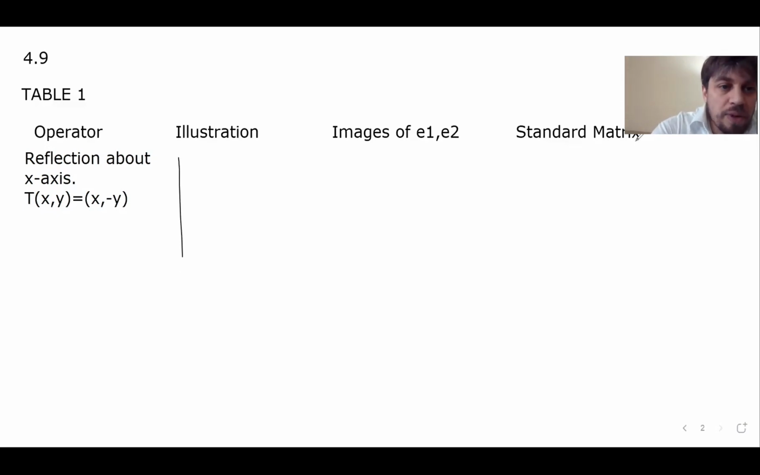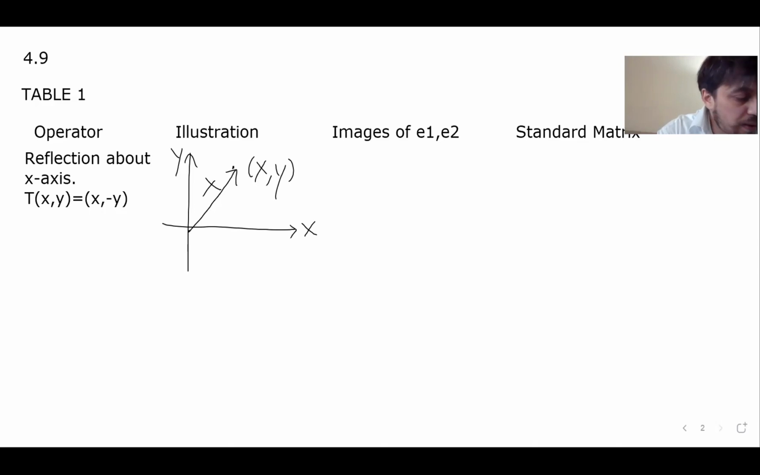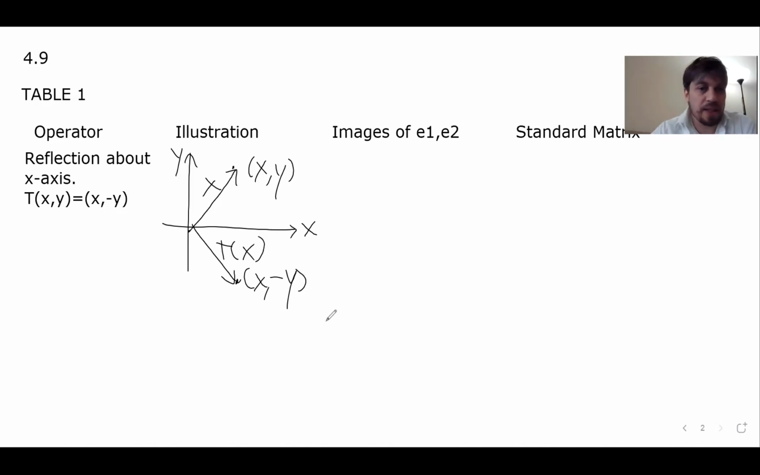Okay, so the operator is a reflection about the x-axis. So you have an x-axis, you have a y-axis, you have a point x comma y, and so vector x is a vector from the origin to that point. And so a reflection about the x-axis would take that vector x and x comma y and map it to x comma negative y. That's a reflection. And so this vector is called T of x. T of x is the reflection of the vector x about the x-axis.